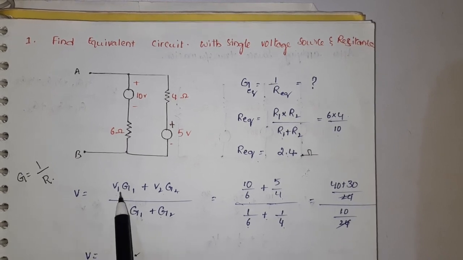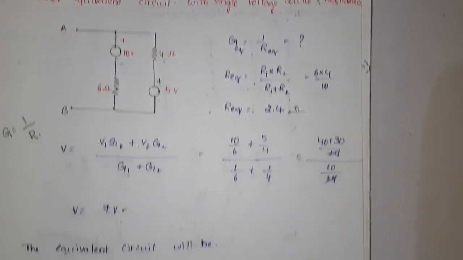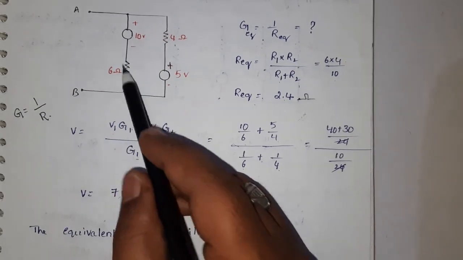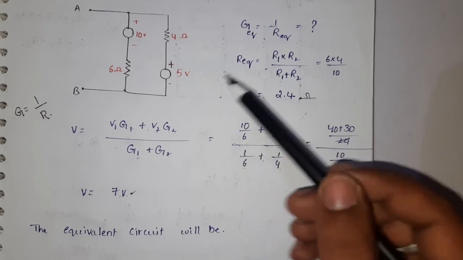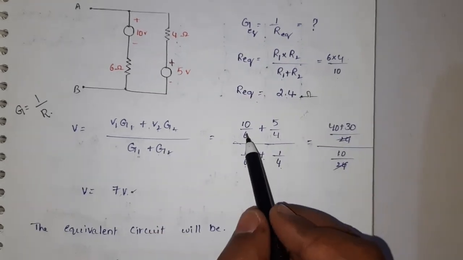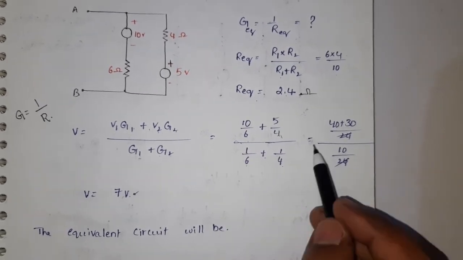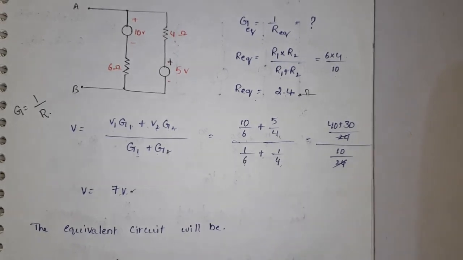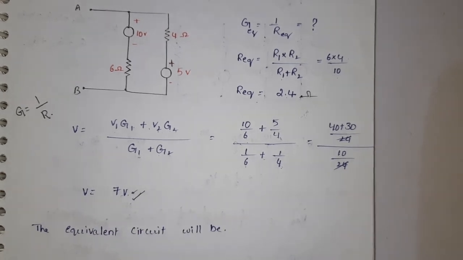V equal to G1 V1 plus G2 V2 by G1 plus G2. So which is nothing but 10 by 6, where V1 is 10 and G1 is 1 by 6, plus V2 is 5 and G2 is 1 by 4, that is 5 by 4. V1 G1 equal to 10 by 6, V2 G2 is 5 by 4, by G1 is 1 by 6 plus G2 is 1 by 4. So when we solve that, we will get voltage as 7 volt.